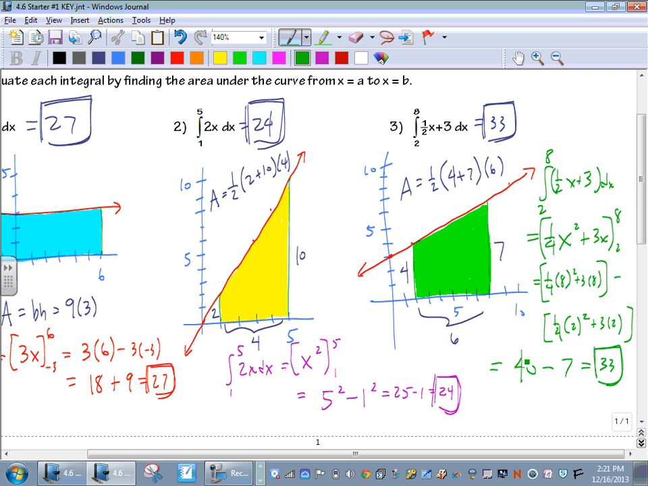Now you may like finding the area using geometry a little bit better for these, but this fundamental theorem of calculus is going to help us for those problems where we can't just use area of a trapezoid or area of a rectangle or area of a triangle, for those more complicated functions.